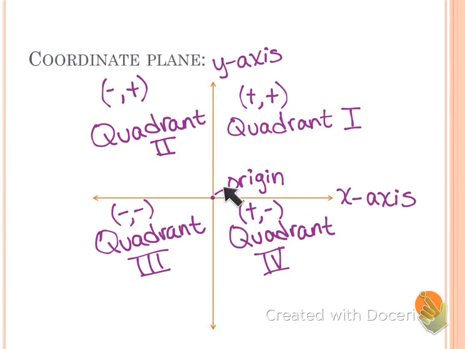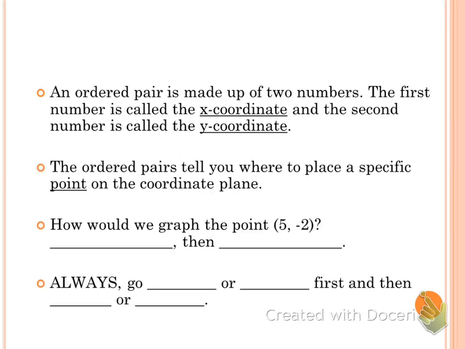So if we are going above the origin, that's positive. If we're going to the right, that's positive. But if we go down or to the left, those are negative directions. All right, these are kind of our notes for today. An ordered pair is made up of two numbers. The first number is called the x-coordinate. The second number is called the y-coordinate. The ordered pairs tell you where to place a specific point on the coordinate plane.